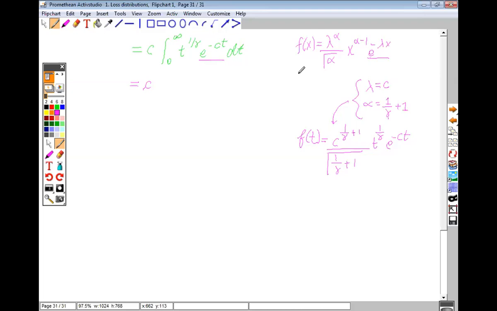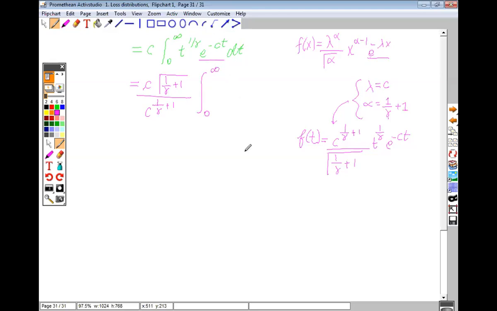What should I be doing here? Come on, fast. We'll take the reciprocal of the constants outside. So I'll have gamma of 1 upon gamma plus 1 upon c to the power 1 upon gamma plus 1. Perfect.